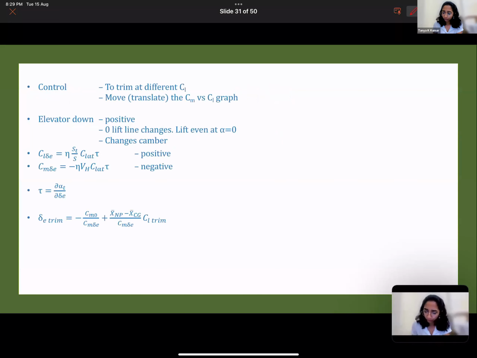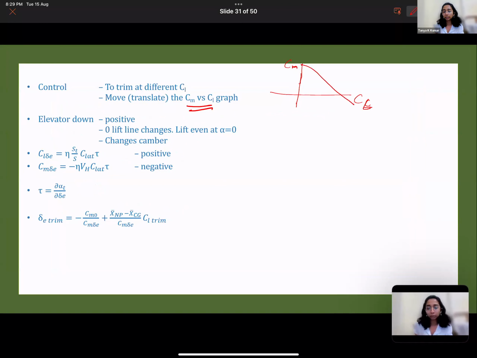This is the slide for the summary of the controls. What do control surfaces do? They just trim at a different CL. They don't change the slope of the graph. If you plot CM versus CL, for a statically stable aircraft, will the graph have a negative or positive slope? Negative, perfect. So it'll be something like this.